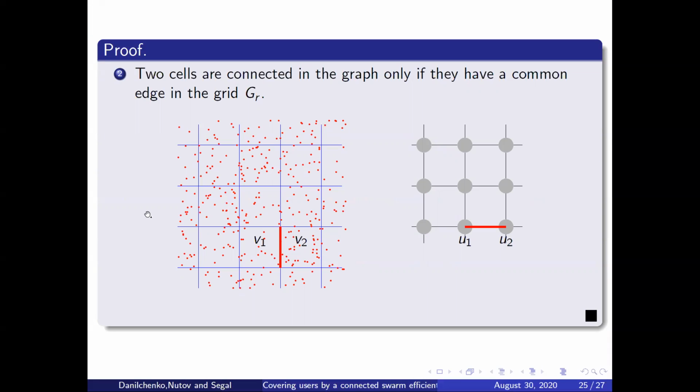of the image, we can see the area of interest divided into a grid where each point from set S falls exactly in one cell. We assume that two nodes are connected only if the cells with which they are associated have a common border. For example, V1 and V2 have a common border marked by a red line, this one, and are represented by nodes U1 and U2 in the grid graph, and they have a common edge.